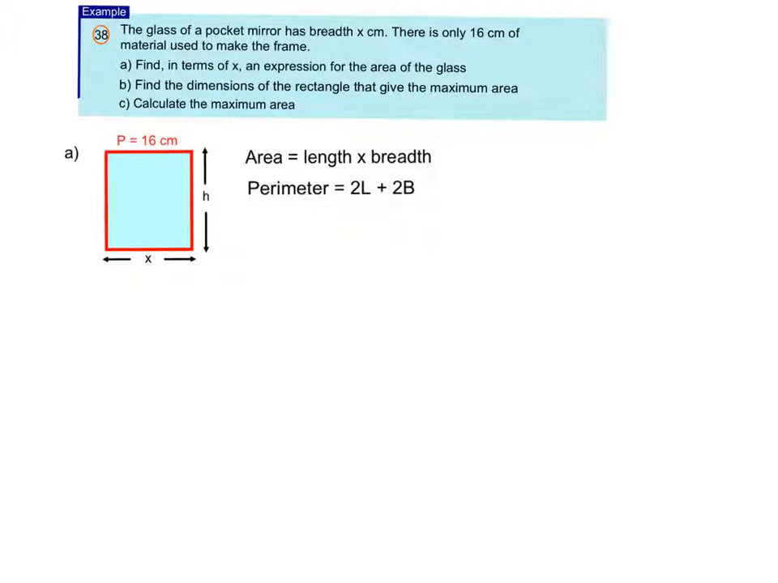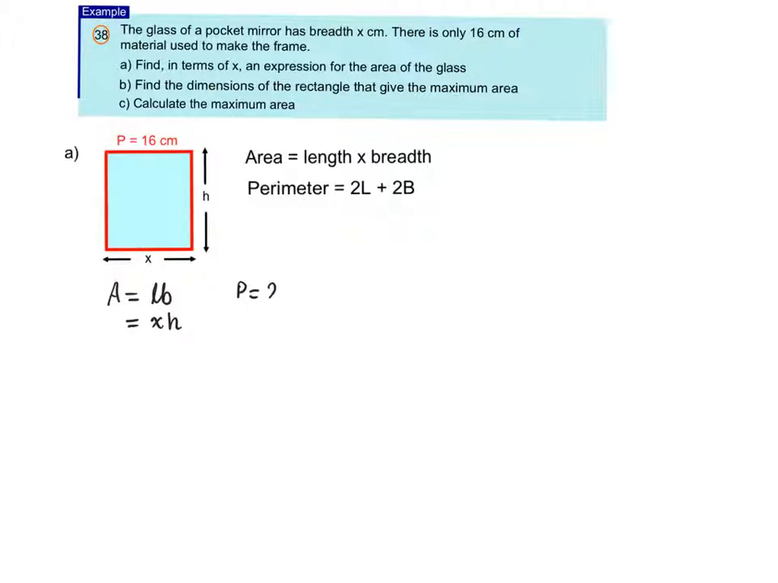So we use our basic maths. Initially, we're trying to find the formula for the area. So the basic formula is area is length times breadth. So in this case, we've got x times h. The problem is the question is asking us to find a formula for the area in terms of x, and currently we've got x and h. So we need to look at the other information we've been given, and the other information we've been given is to do with the perimeter.